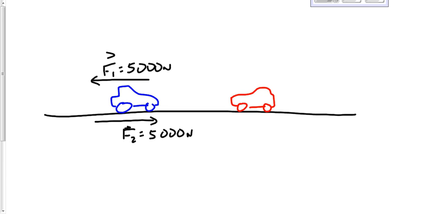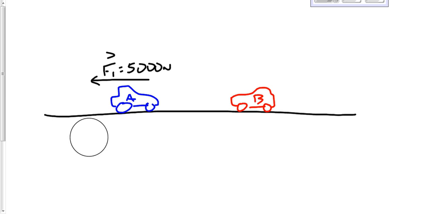The way that I like to state it, though, that leads to a better understanding, I think, is this. If object A applies a force on object B, then object B will always apply an equal and opposite force on object A. Does that make sense what I just said? Why do I like to state it that way rather than the first way? Let's call this object A and let's call this object B. Let's get rid of that second force for a second, okay? Object B applied a force of 5,000 newtons on the blue car here, right?